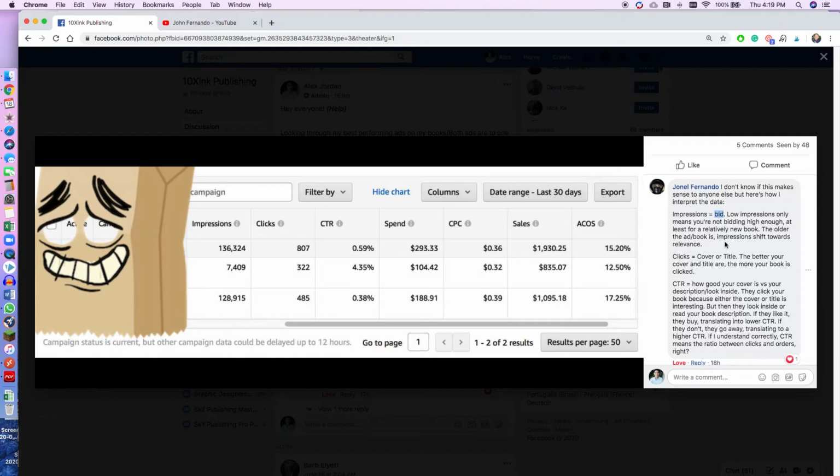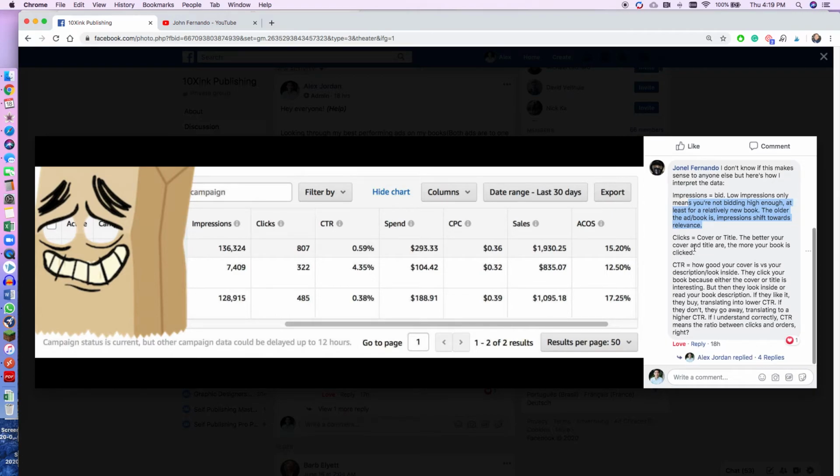So impressions equal bids. Clicks talk about how good your cover or title was. The better your cover and title are, the more your book will be clicked on. So I think that makes a lot of sense. Have a killer cover. I'm all about having nice quality covers and a good title. So your keyword should be the title. The subtitle should sell the keyword, basically.